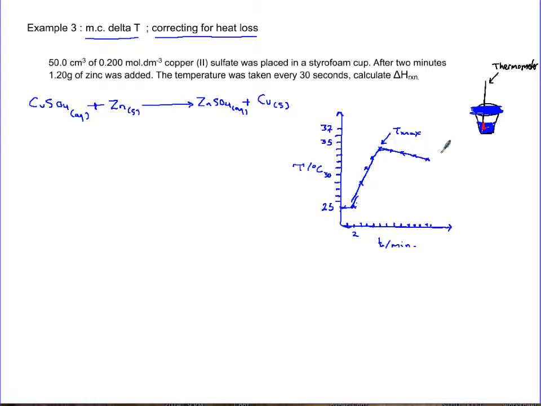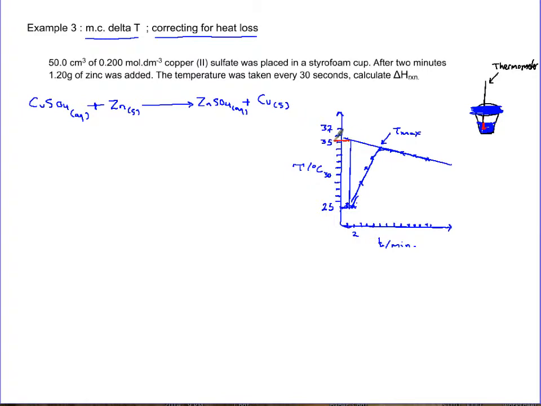But what we like to do is extrapolate, because the reaction is not instantaneous. So we're trying to compensate for heat loss. So we continue this best line of fit. You go to the last second that you added your zinc, parallel to the y-axis, and we are going to hit our extrapolated line. So what I'm saying is now we are compensating for the temperature.